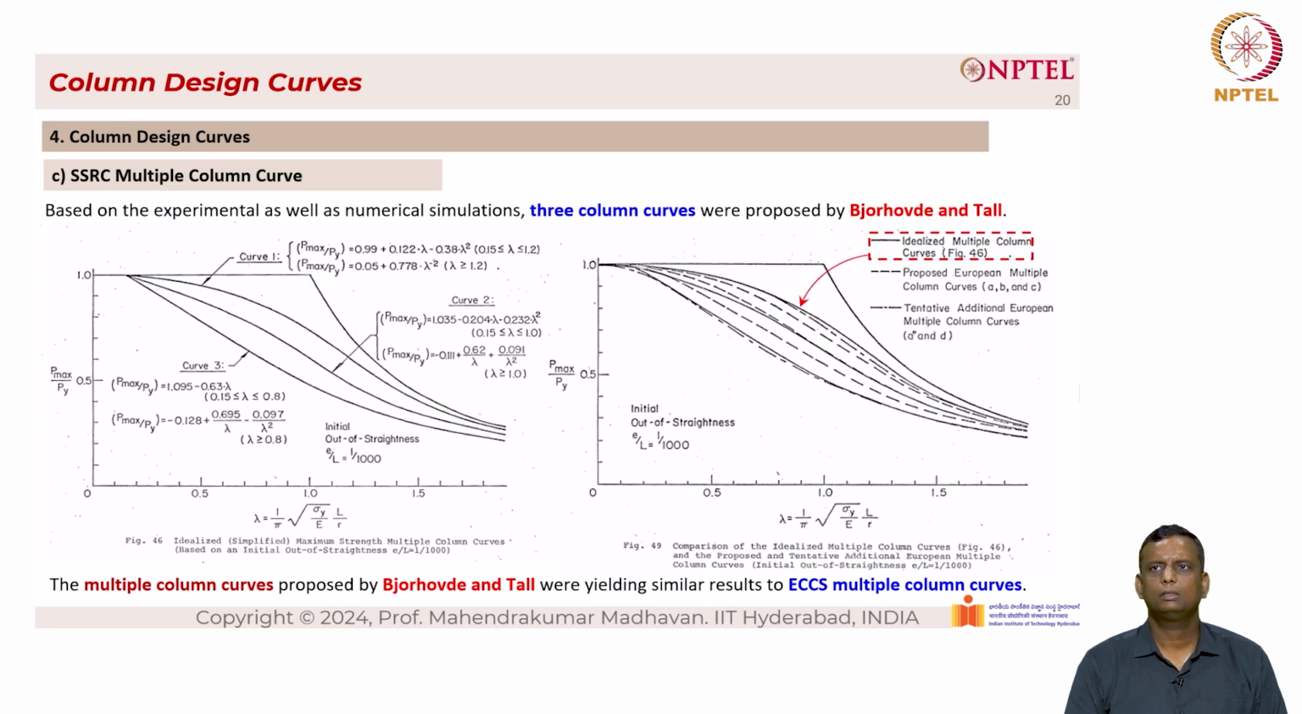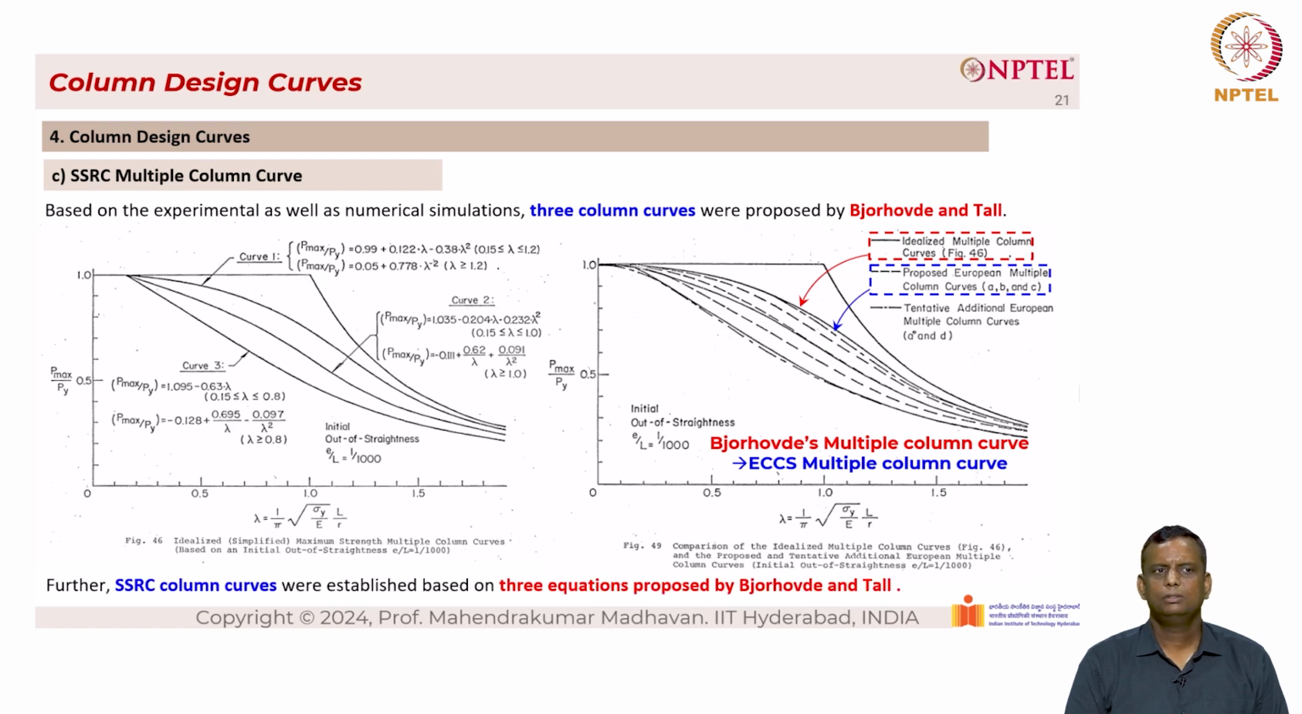The one shown on the right hand side is basically the idealized multiple column curve shown in red color, based on the work carried out by Bjorhovde and Tall. And the one shown in blue color, the dotted curve that is highlighted, is based on the proposed European convention column curves. Bjorhovde's multiple column curve and the ECCS multiple column curves were very much similar. Further, SSRC column curves were established based on the 3 equations proposed by Bjorhovde and Tall.